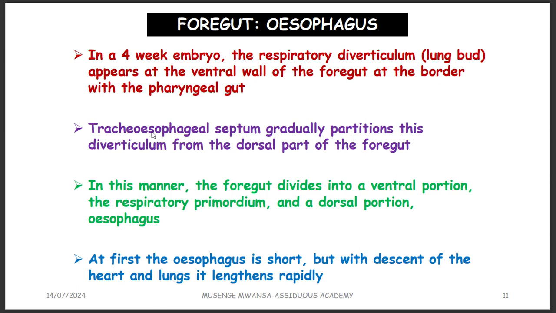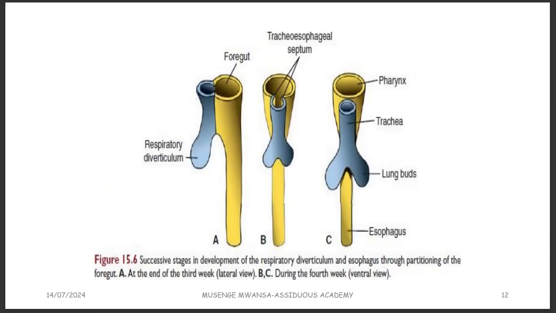Okay, so we're going to have a tracheoesophageal septum to divide the trachea and the esophagus, and that is going to be able to partition the diverticulum, which is the same lung bud or respiratory diverticulum, from the dorsal part of the foregut. So in this manner, the foregut divides into a ventral portion, the respiratory primordium, and the dorsal portion, the esophagus. At first, the esophagus is short, but with descent of the heart and lungs, it lengthens rapidly.